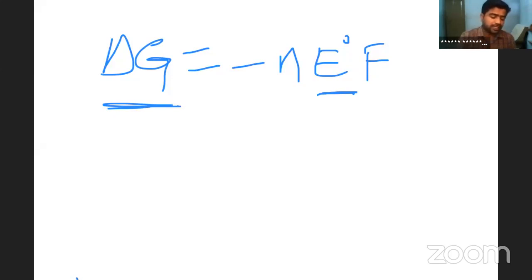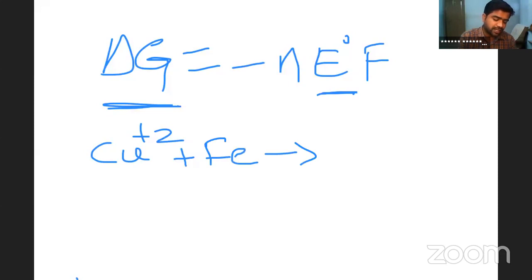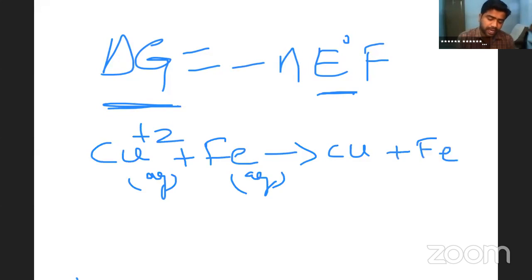If you take a simple example, copper plus 2 reacting with iron. Of course, these reactions are carried out in an aqueous medium only. So here you have copper and iron ion in the aqueous solution. Here it is a solid and here it is a solid.